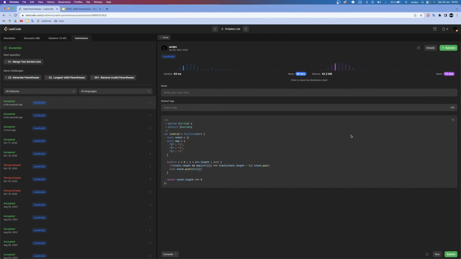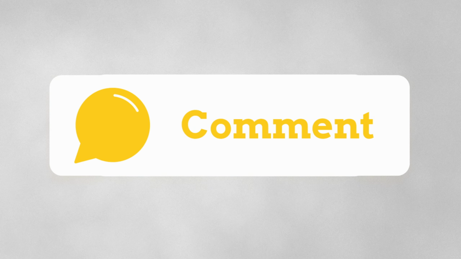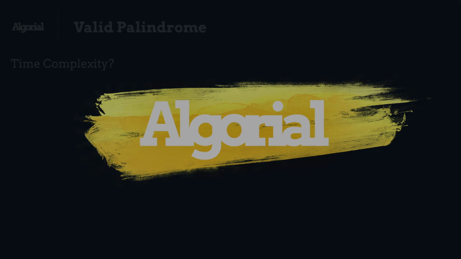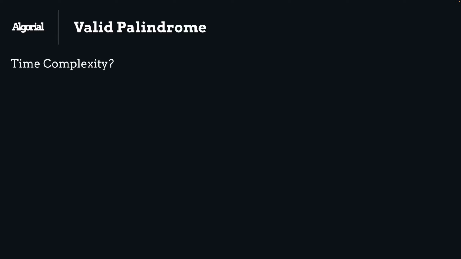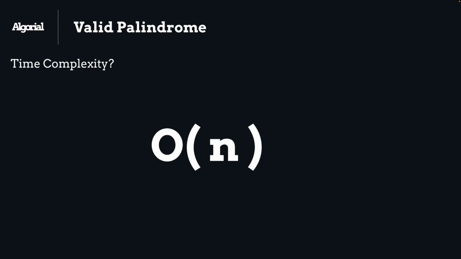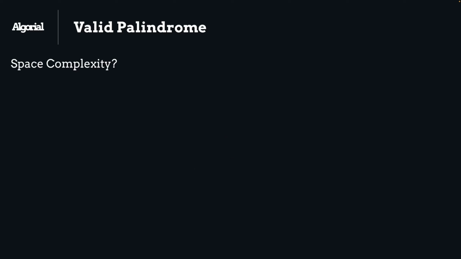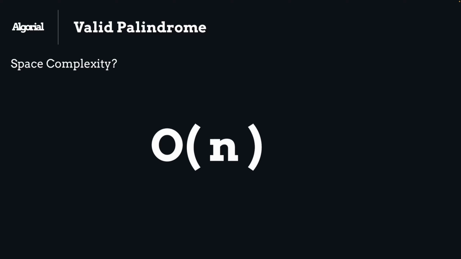Now let's jump into time and space complexities. For time complexity, we are having a loop over our string, so it will be O of n time complexity, where n is the length of our string. For space complexity, we are pushing every character in our string into our stack array. So again, it will be O of n, where n is the length of our string.